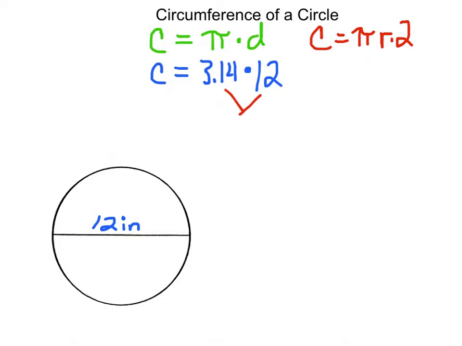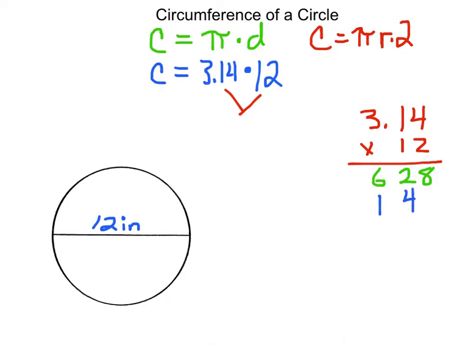So let's go ahead and multiply that, and we're going to jump over here to the side so we don't make any mistakes. So we have 3.14, and we're going to multiply that by 12. As we see here, 2 times 4 is going to give me 8. 2 times 1 is 2. 2 times 3 is 6. And then I move over to my next value, which is my 1. 1 times 4 is 4. 1 times 1 is 1, and 1 times 3 is 3. I'm going to add all of this together. I end up with 8, 6, 7, and 3.